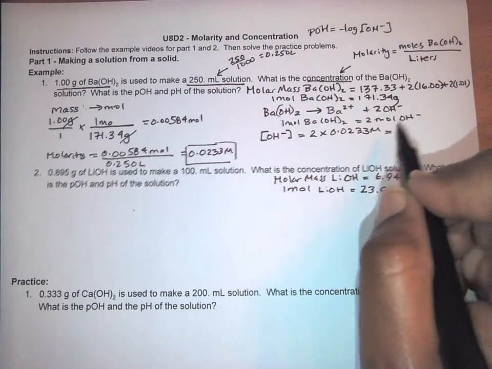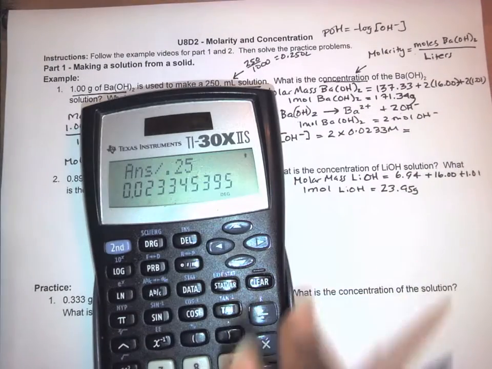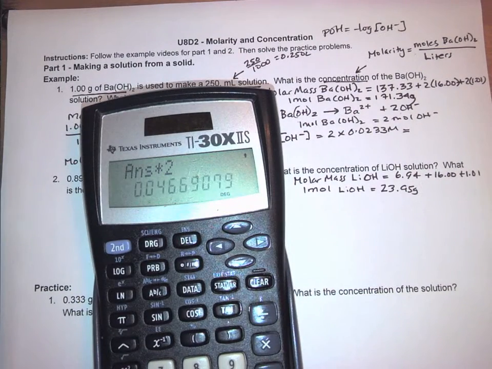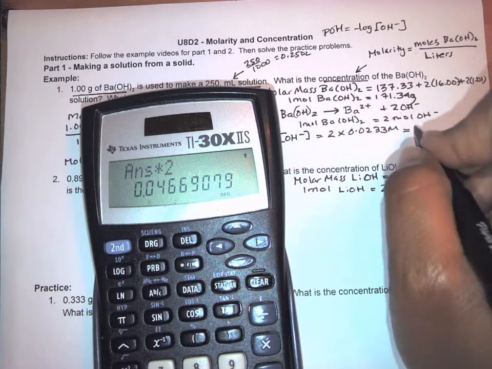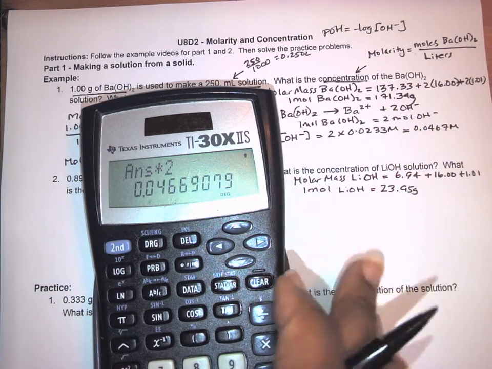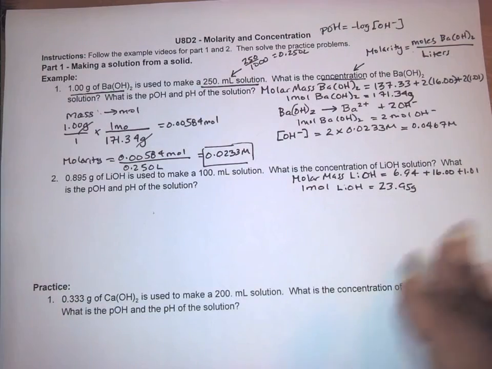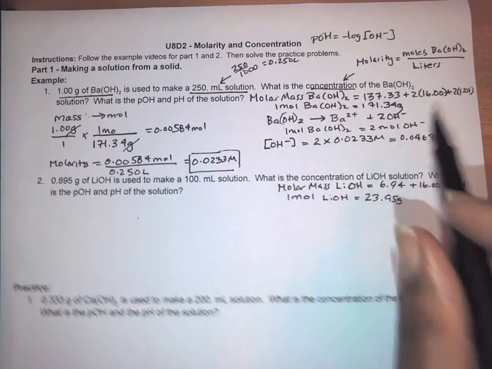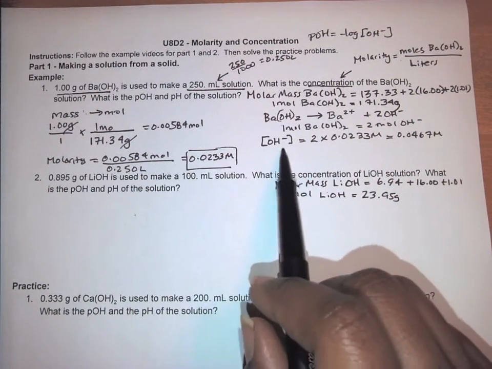So the concentration here is times 2, 0.0467 molar. Now, one quick thing I want to note: if you're looking at that and you're like, oh, wait a second, okay, that kind of makes sense. Where did we get the 2 from again?